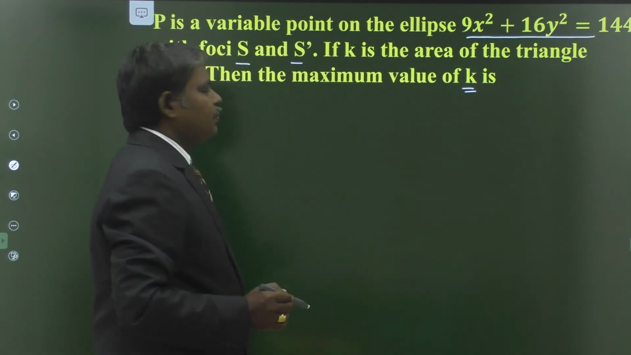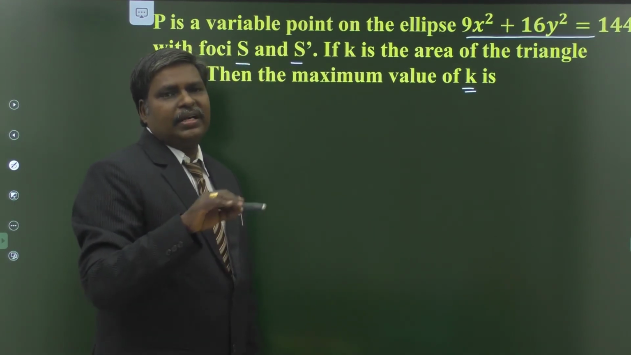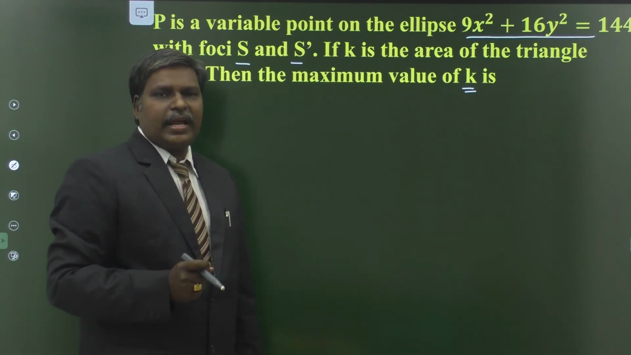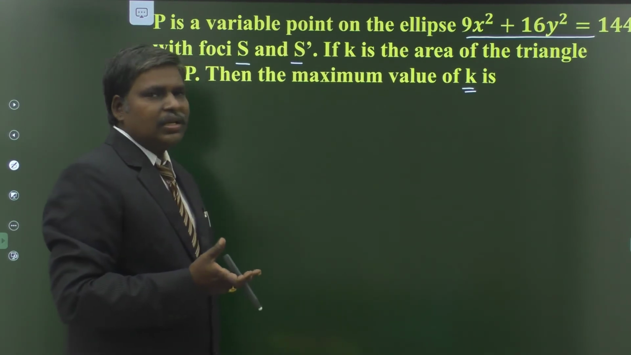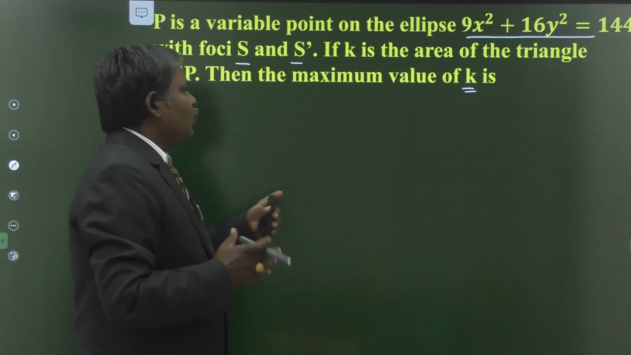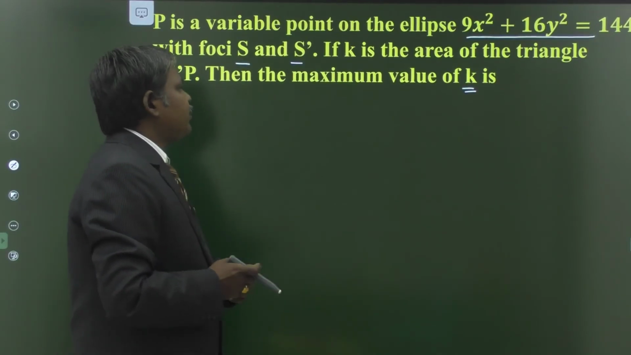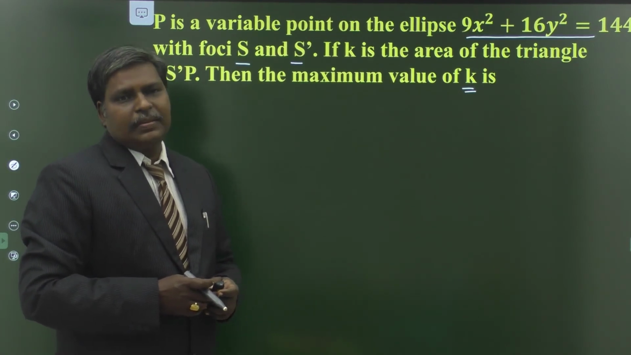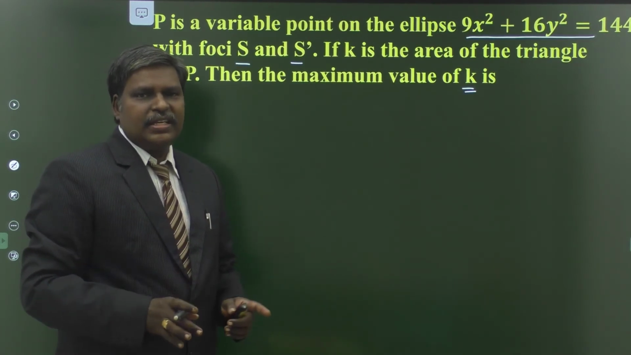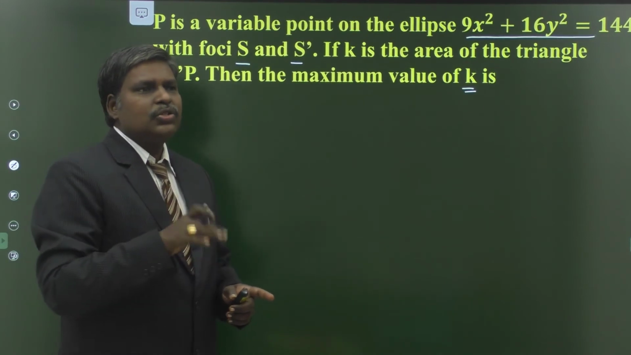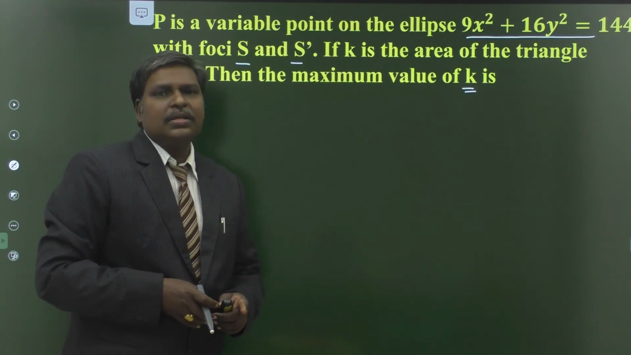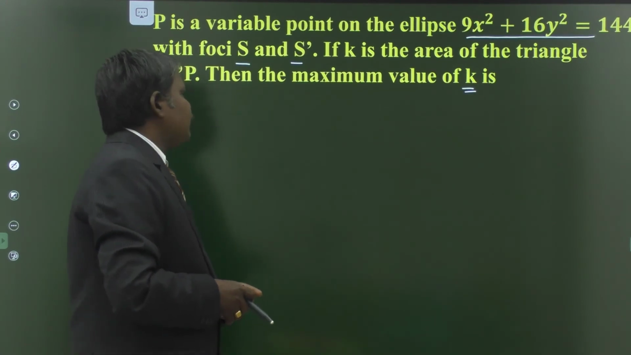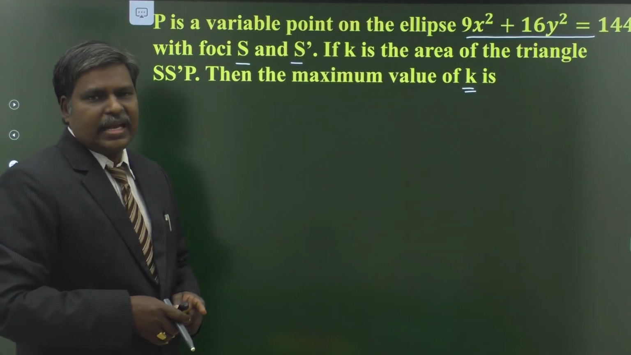What is P? P is a variable point on the ellipse. S and S dash are fixed. So we have different triangles inside the ellipse. We have to find the maximum area of the triangle formed by SS dash with P. S and S dash are fixed here, P is the variable point, so we have different triangles. We have to find the maximum area of the triangle PSS dash.